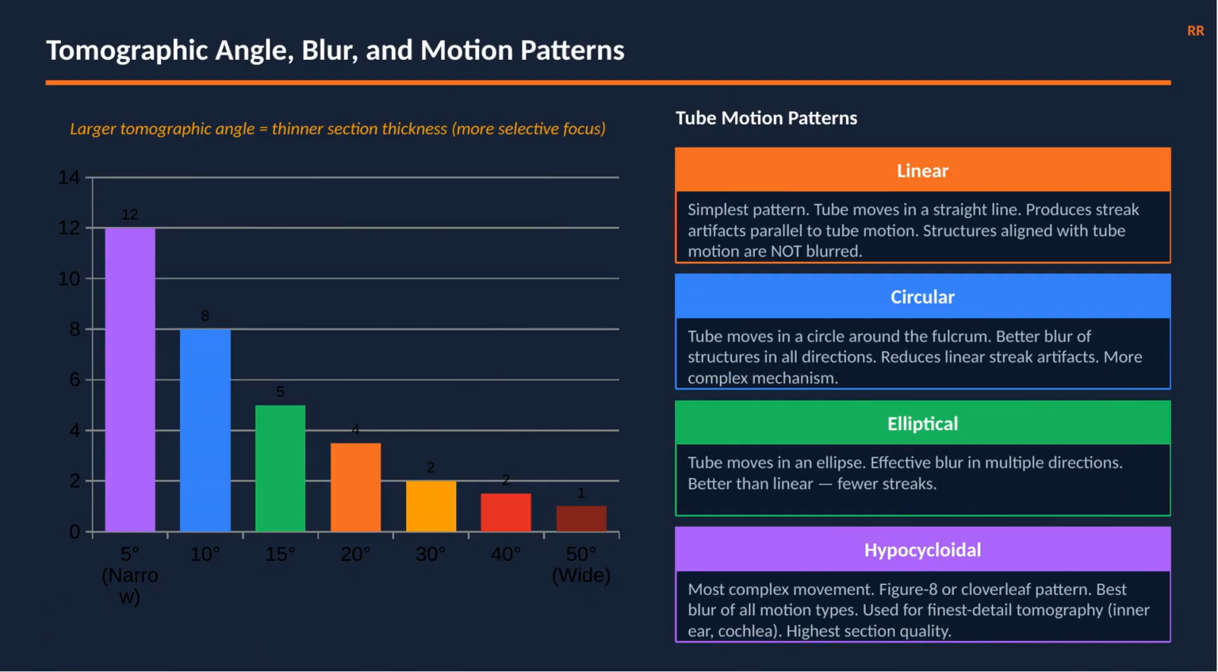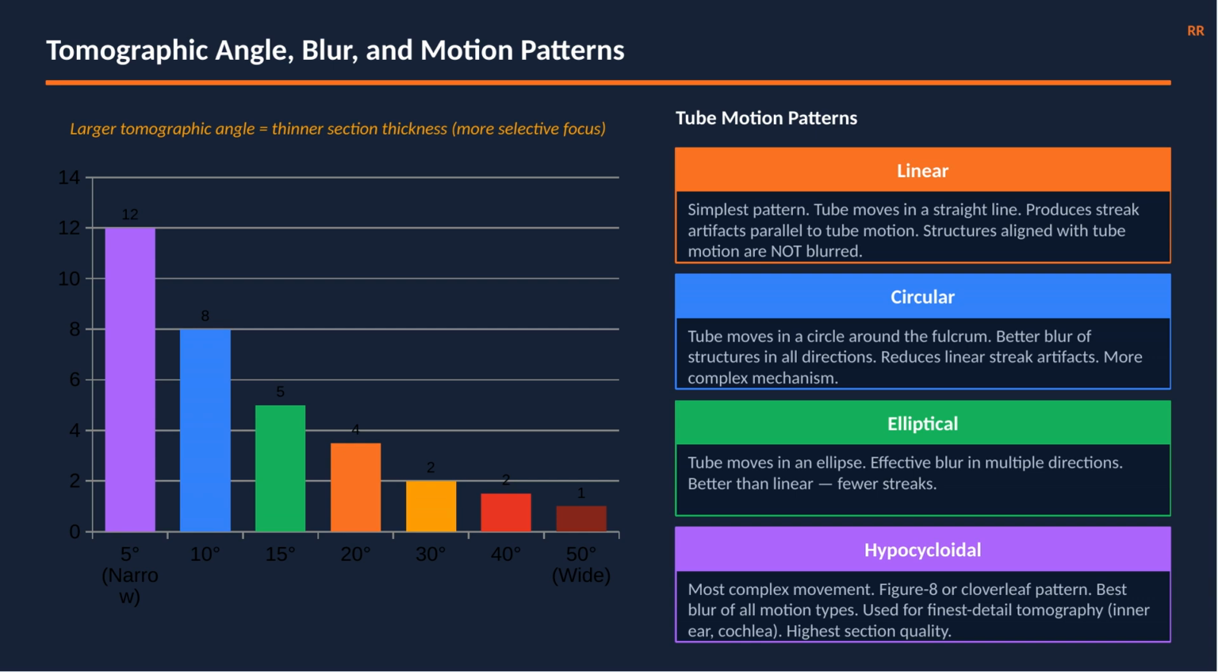The bar chart on this slide shows section thickness in millimeters at 7 tomographic angles from 5 degrees through 50 degrees. At 5 degrees, narrow-angle tomography, also called zonography, section thickness is approximately 12 millimeters. At 50 degrees, wide-angle tomography, section thickness drops to approximately 1 millimeter. The inverse relationship is clear and dramatic.